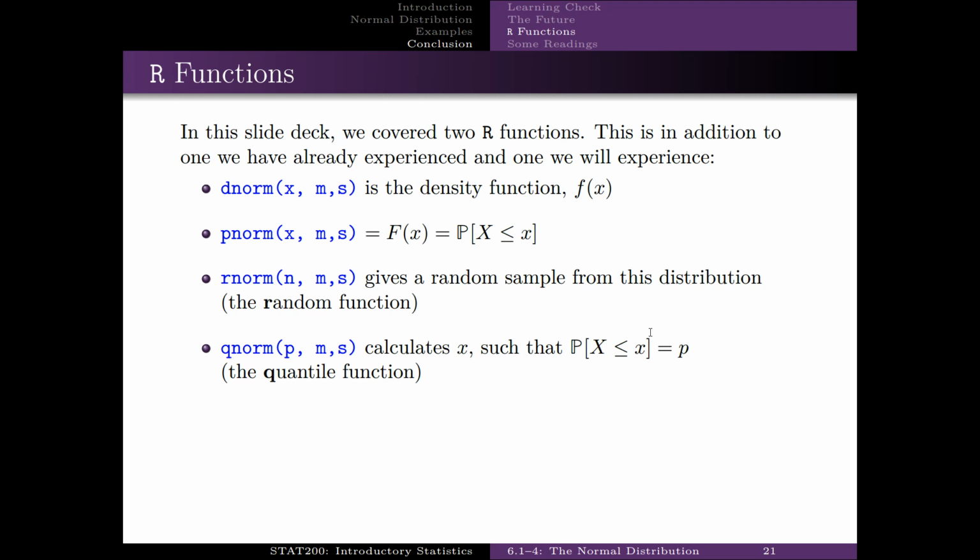Here are the R functions, none too surprising. The stem is norm, then we've got the d, p, r, and q. Notice when we were dealing with the discretes, we used the d a lot. Now that we've moved on to continuous, we really don't use the d. I use dnorm to create those graphs, but really you don't use the dnorm function at all. You focus on pnorm and qnorm and rnorm.